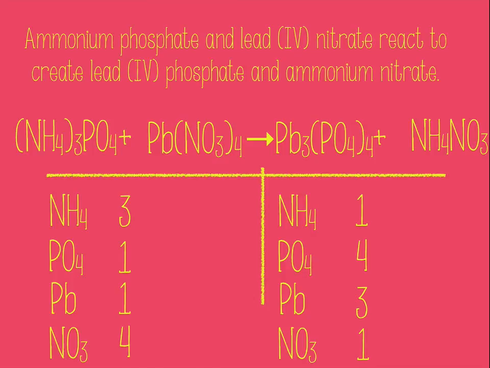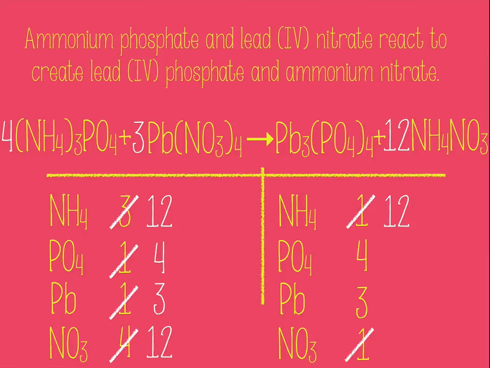A good place to start when balancing equations is to balance any metals first. So let's fix lead. Put a 3 on the reactant side and change the numbers. This means nitrate is actually going to be a 12 because 3 times 4 is 12. I can see that a 4 in front of ammonium phosphate would kill 2 birds with 1 stone, so I'll do that next. 3 times 4 is 12, and phosphate gets a 4. Let's fix the product side. If I put a 12 in front of ammonium nitrate, I'll be done. Now the equation's balanced. Happy studying!